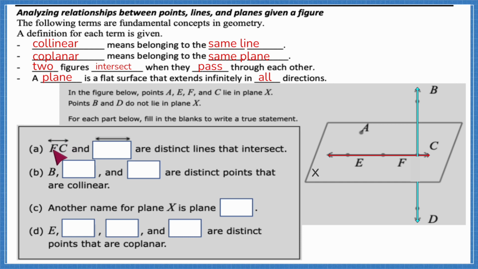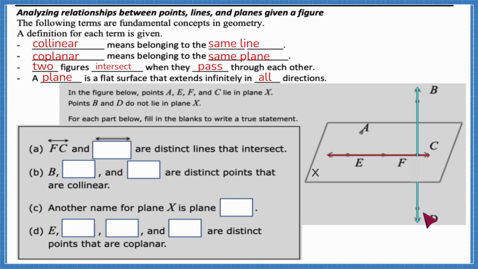So this is line FC and line blank are distinct lines that intersect. So if we look at the lines that intersect, I have the red line here and I have the blue line here. Those are the only two lines I have, and they intersect right here at this point C. Okay, the letters are a little off. I don't know why. This is E, this is F, and this is C.